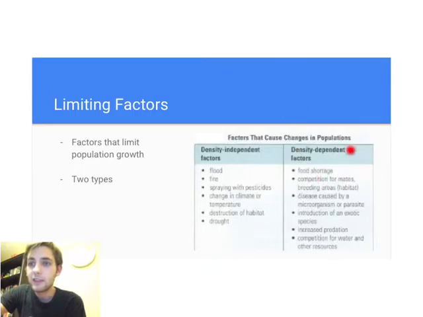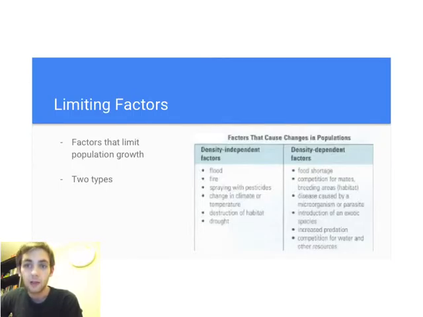So density-dependent limiting factors are limiting factors that are dependent on the size of the population. Some examples of density-dependent limiting factors are things like a food shortage. Obviously, the more organisms you have with a food shortage, you're going to have a lot of competition. So this would affect populations mostly that are fairly large.